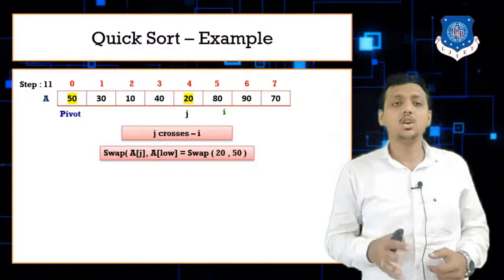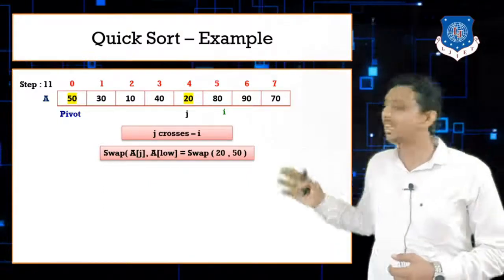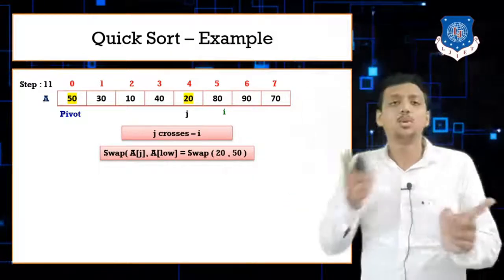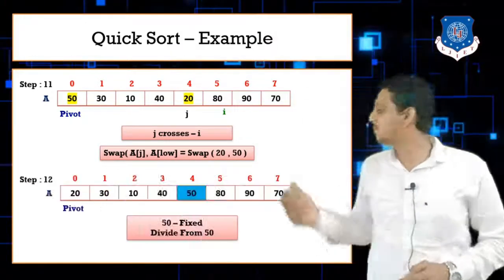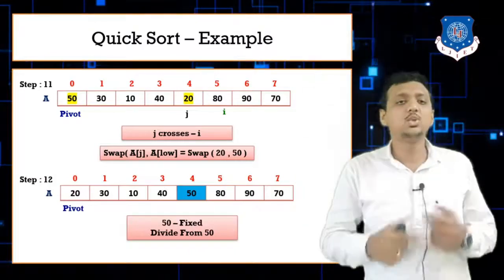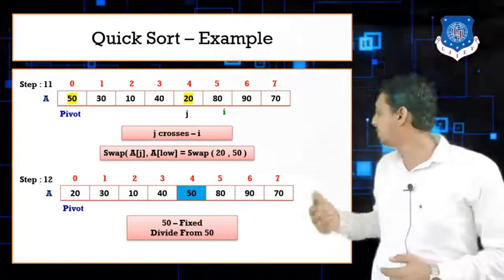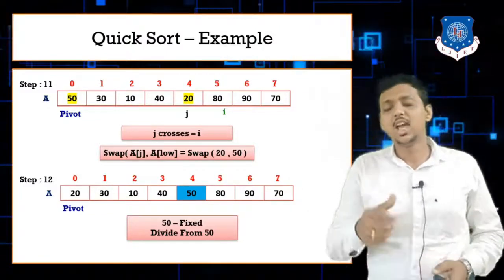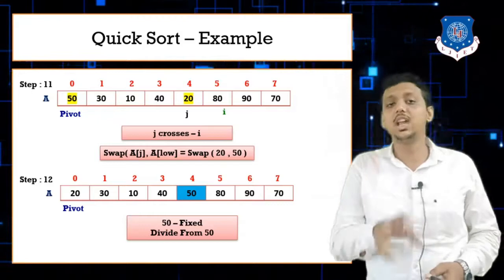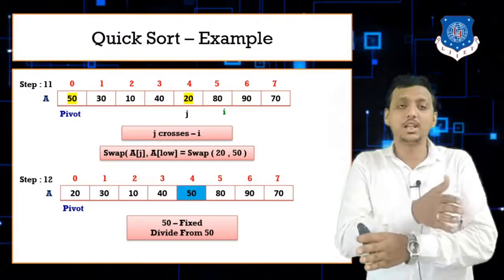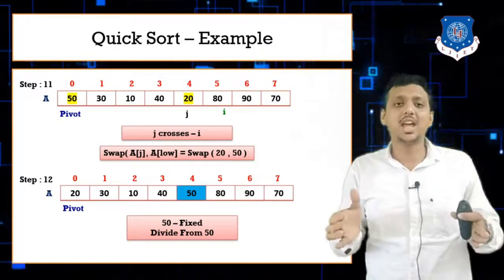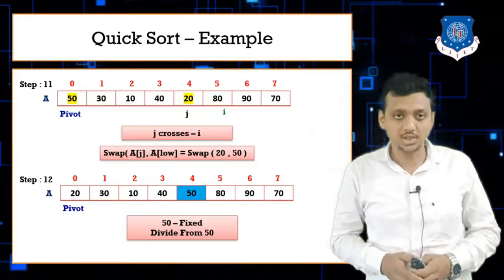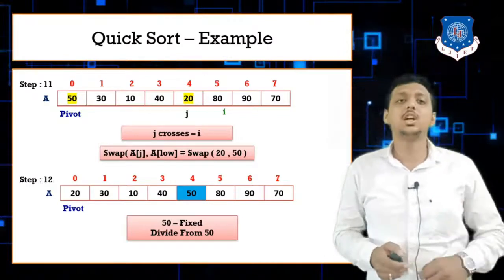So here A of low means our pivot element, that is 50. So you need to swap 50 and 20, both of them. So here this becomes my new figure where the new array is 20, 30, 10, 40, 50, 80, 90 and 70. See, I am highlighting 50 because after swapping with the pivot element, when J crosses I, this 50 becomes fixed at its position. So here 50 is fixed.